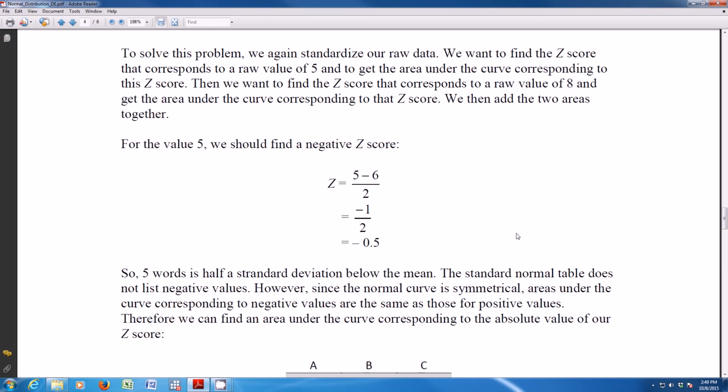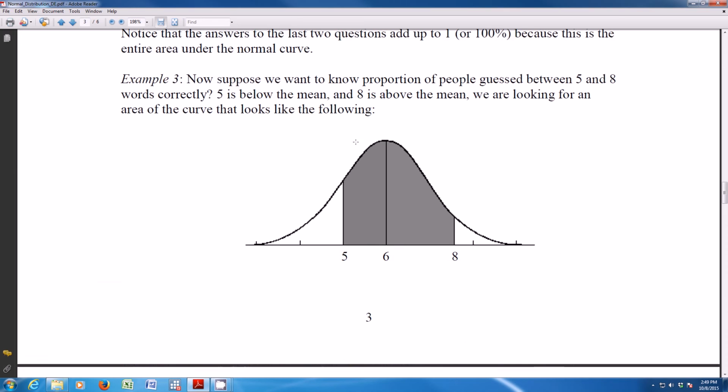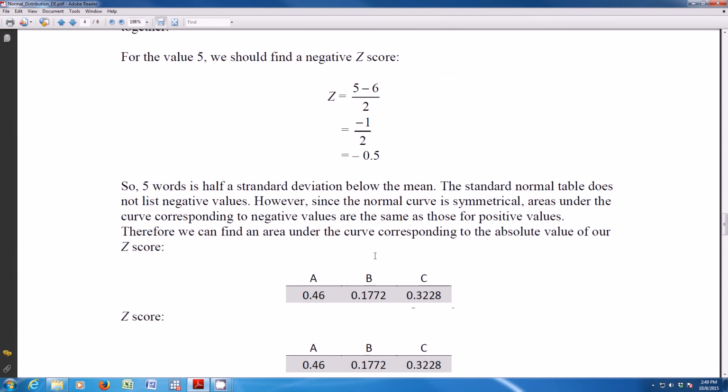And so let's start with 5. We'll turn 5 into a z-score. So 5 minus the mean divided by the standard deviation is going to give us -1 in the numerator, 2 in the denominator. So that comes out to a z-score of -0.5. And that tells us that 5 is half a standard deviation below the mean. So if we wanted to figure out the area between 5 and 6, we have to look it up in the standard normal table. And we're going to look at column B, which is the area between the mean and the z-score.